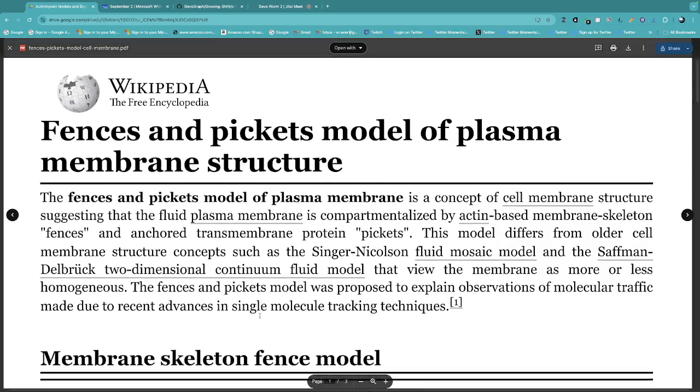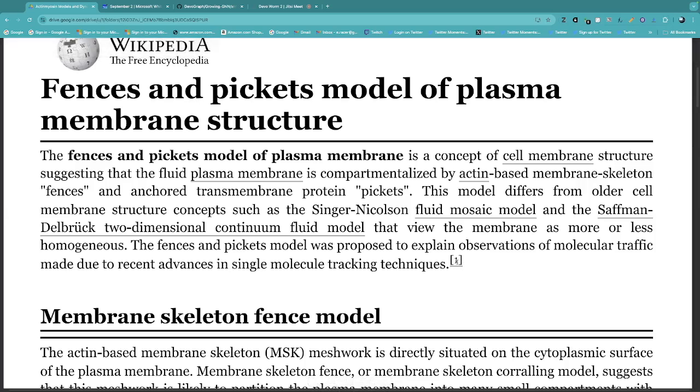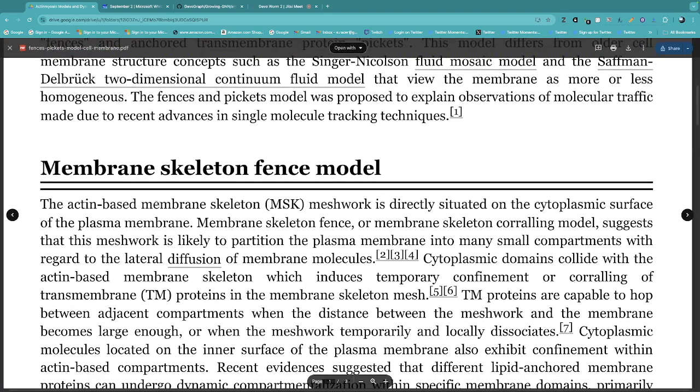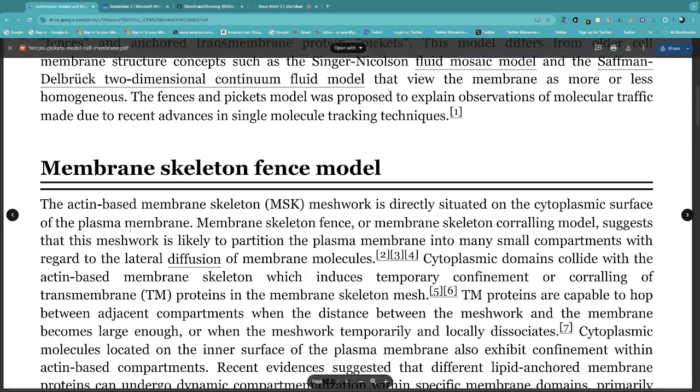The Fences and Pickets model was proposed to explain observations of molecular traffic made due to recent advances in single molecular tracking techniques. So this was enabled by newer technology so that we can actually see what's going on in the network. So this is the membrane skeleton fence model, the actin-based membrane skeleton meshwork. This is based on a meshwork model. It is directly situated on the cytoplasmic surface of the plasma membrane.